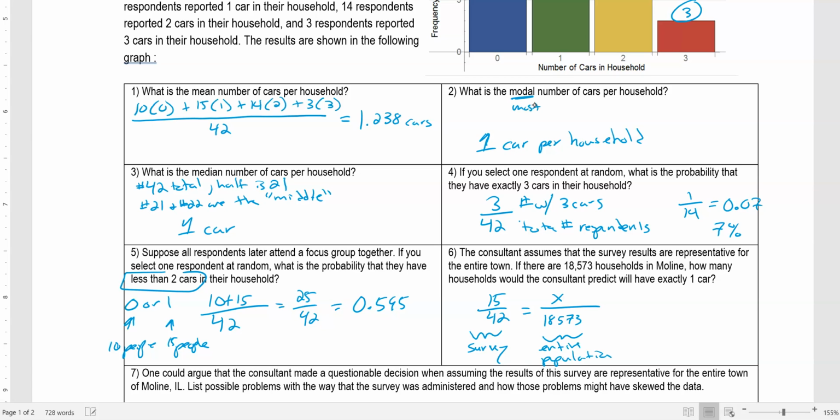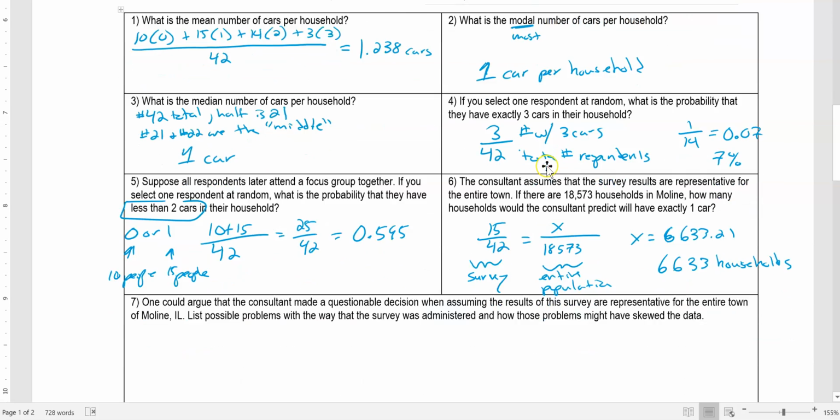Okay, so we can use a proportion to help us solve this, and we cross multiply. So in this scenario, you would multiply 42 over and 18,573 over to the other side, and then you would divide by 42. So you would get X equals 6,633.21, which you have to round. You can't have a decimal of a household, so 6,633 households. Okay, so we have to use proportion there because we're assuming that these survey results are going to carry over.